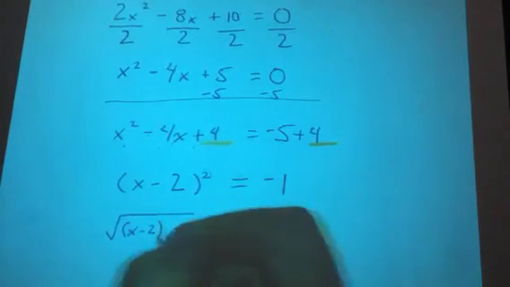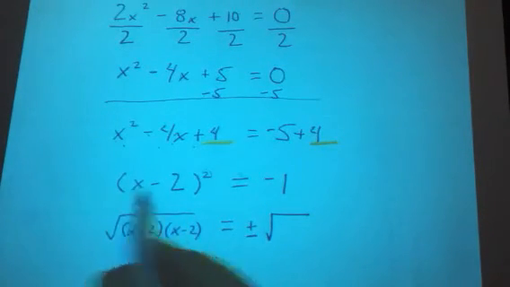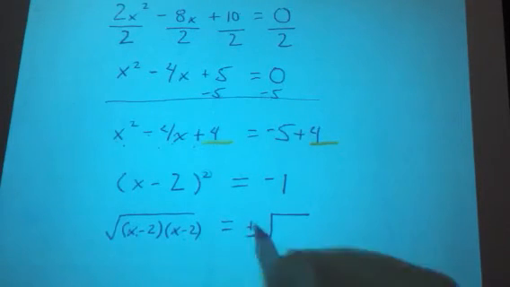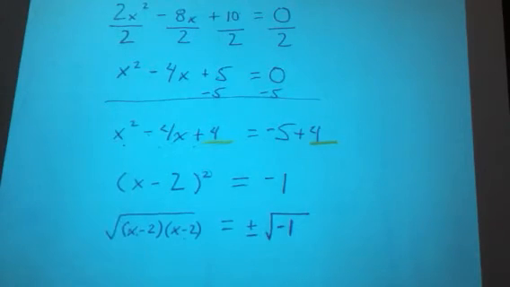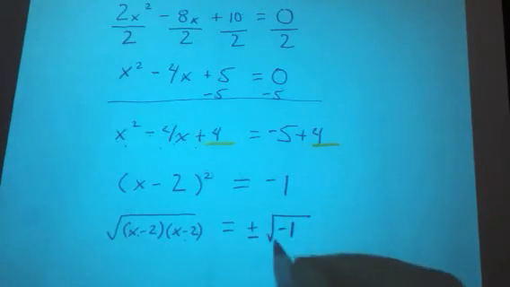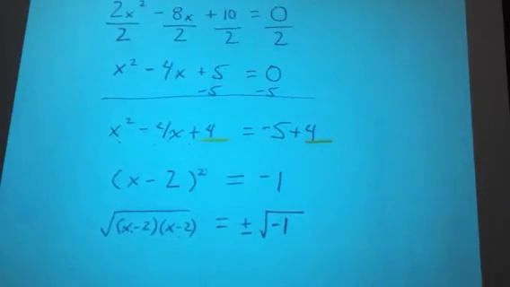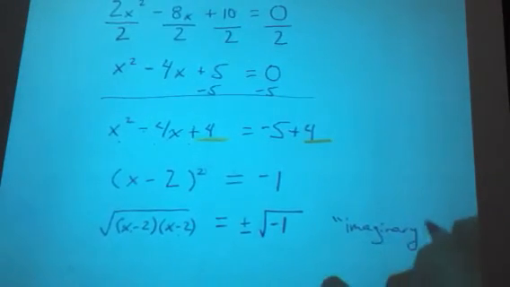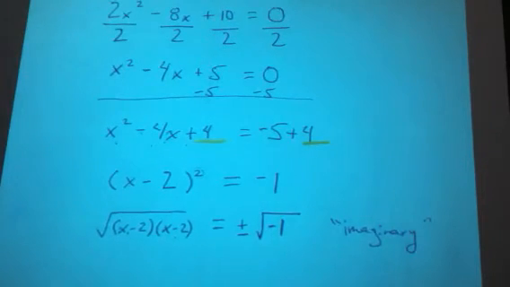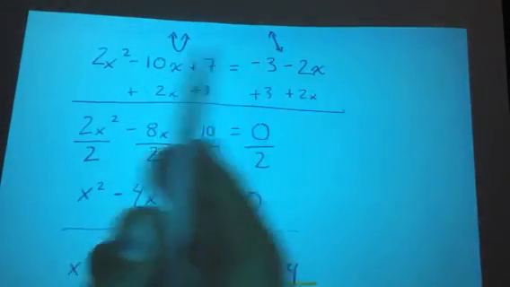So if you're keeping score at home, and I know you are, this is the square root of x minus 2 times x minus 2. This is the square root of negative 1, which we should recognize as a special number. We should also now say we've taken the square root of a negative number, so we expect that our solutions will be imaginary. And if we're right about this and our solutions are imaginary, that means that these don't actually touch each other.